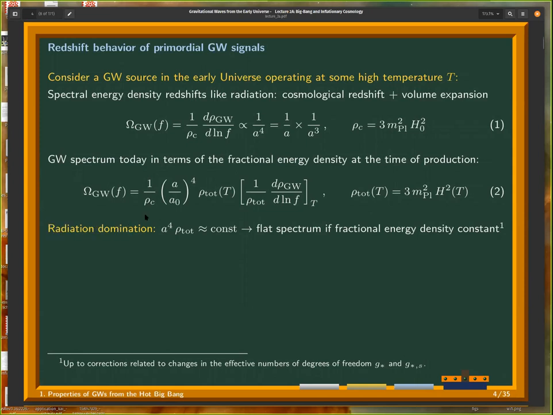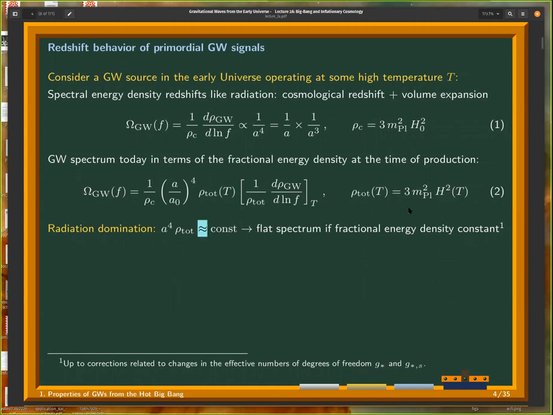And the way to see this is the following. So if we assume that there's a scale invariant source, the square bracket here is a constant for some temperature interval. And during the time of radiation domination, the total energy density decays like 1/a to the 4th power. So a to the 4th power times rho total will be a constant, roughly a constant during radiation domination. So such sources that are active during radiation domination will give us a flat spectrum of gravitational waves.